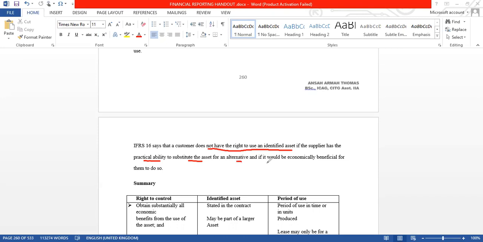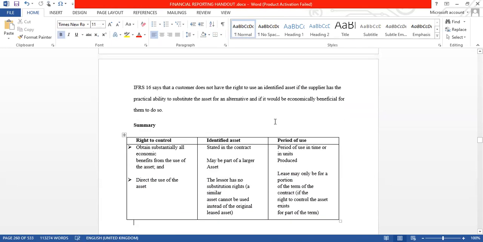So to be able to identify whether a contract is a lease or not, here is what you go through in this simple tabulated table that you see here. All that we are saying is that number one, there should be a right to control, all right?